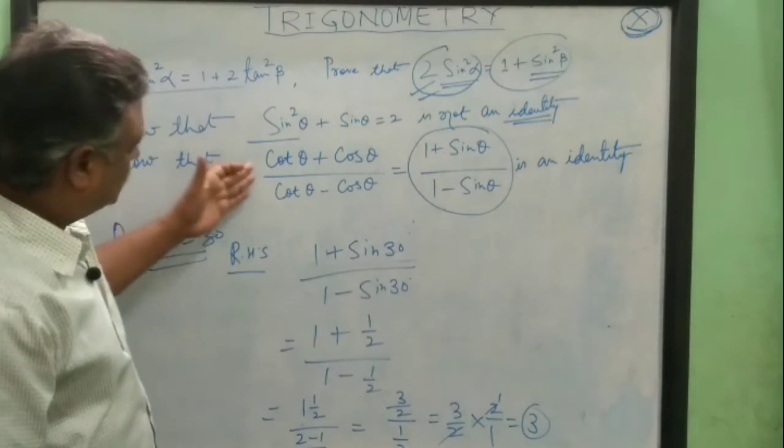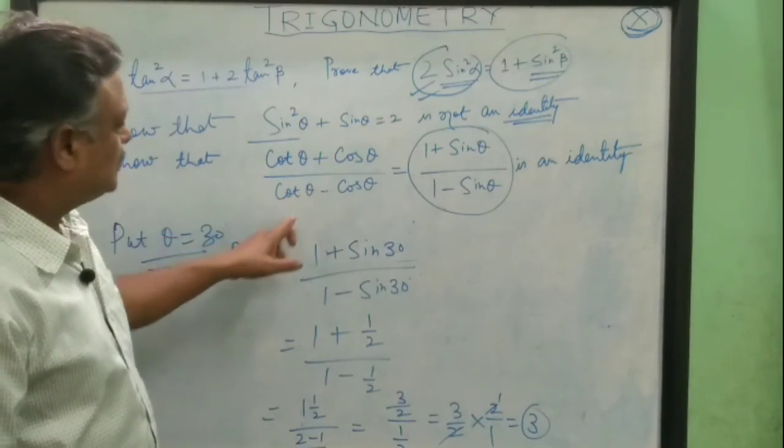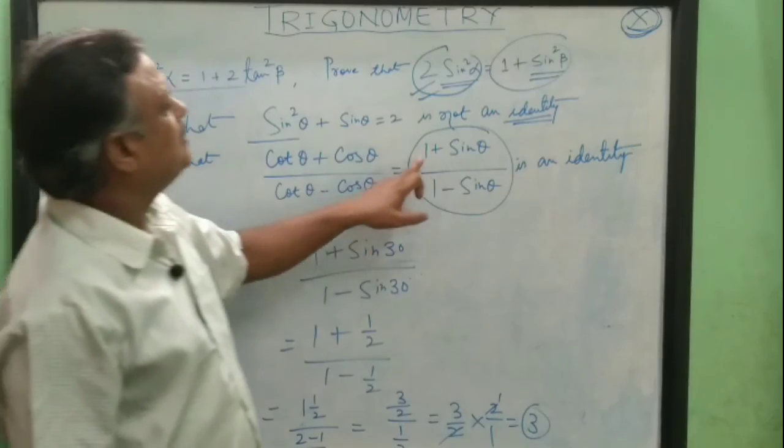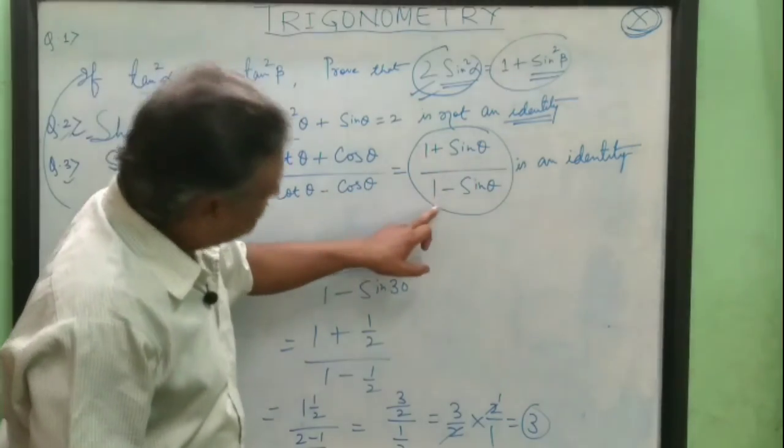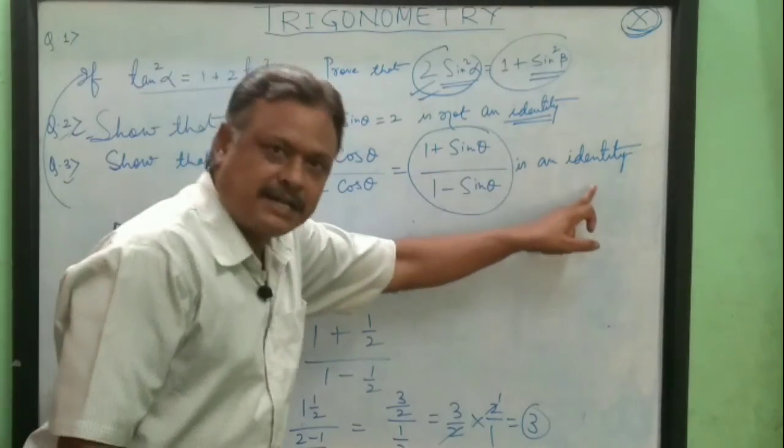So cot theta plus cos theta divided by cot theta minus cos theta is equal to 1 plus sin theta divided by 1 minus sin theta is an identity.